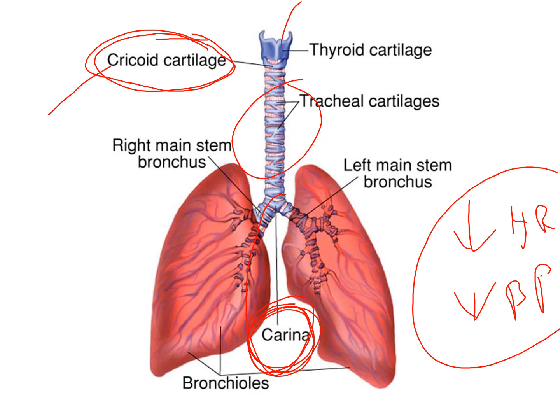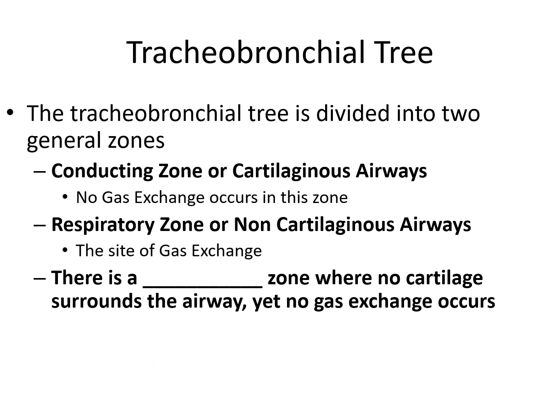So after we get through the main stem bronchi, we go ultimately down to the bronchioles. This is the smaller parts of the airways down here. And then we'll talk about the transition from the bronchioles into the respiratory zone eventually. So let's talk specifically about the top part of the tracheobronchial tree. It's divided into 2 general zones. One is the conducting zone, and the other one is the respiratory zone.